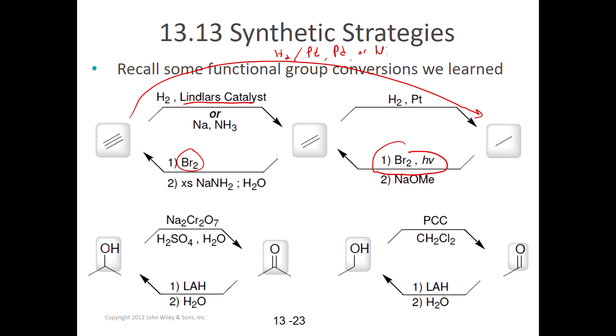We can also go from alcohols to carbonyls, or from carbonyls back to alcohols, right? So the LAH reaction we talked about last class will convert a ketone, or an aldehyde, into an alcohol, and the chromic acid can convert a secondary alcohol into a ketone. The PCC is what you want to use if you want to go from a primary alcohol to an aldehyde.